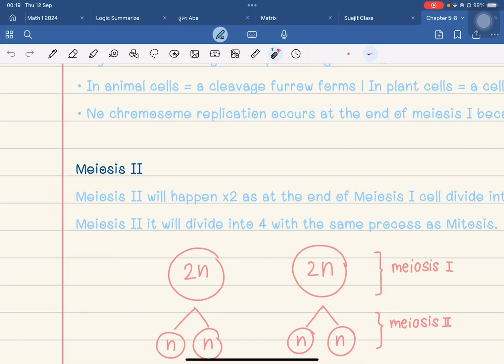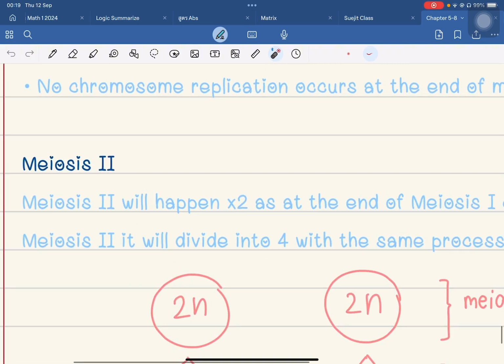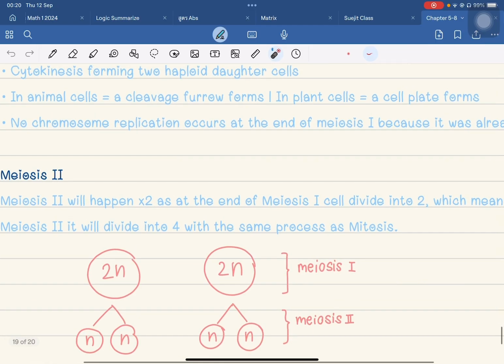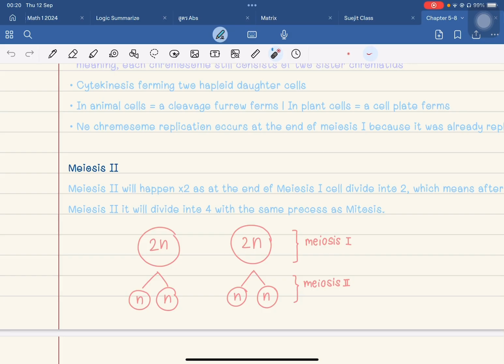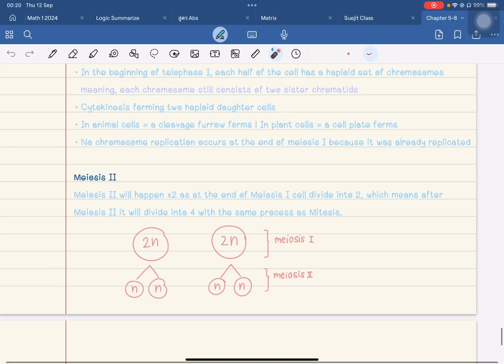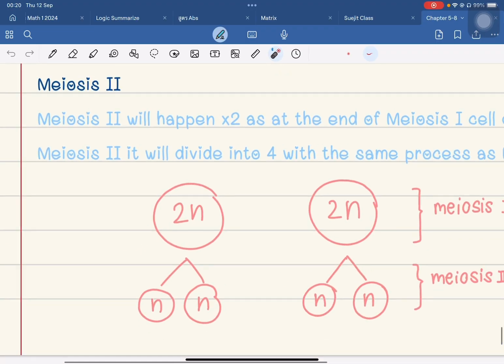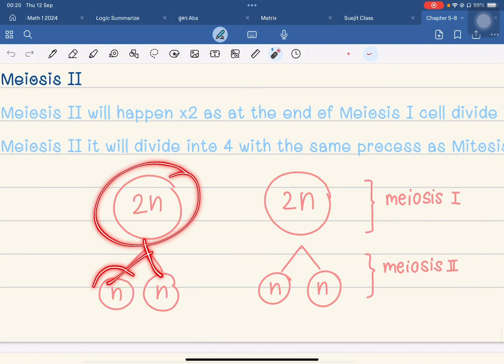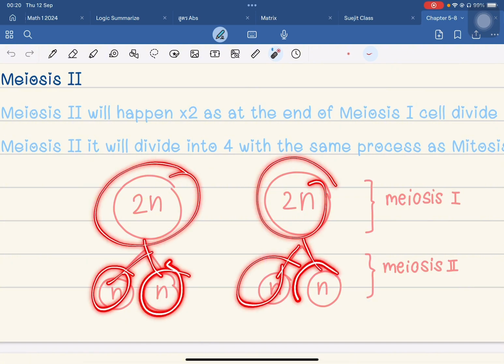Then we're having meiosis 2. Meiosis 2 is going to happen twice at the end of here. You can see the pictures: at the end of meiosis 1, the cell divides into two. So this is the cell at first, and they divide into two, as this one is meiosis 1, right? So after meiosis 2, they're going to divide into four, because here they're going to divide into two, and this one is going to divide into two. So we have four in total.